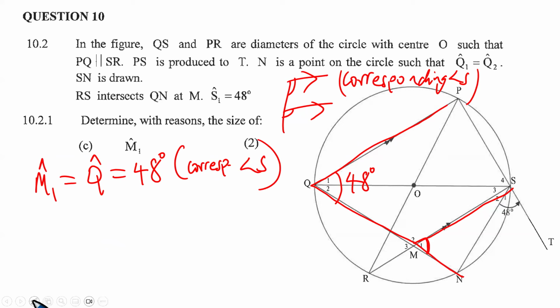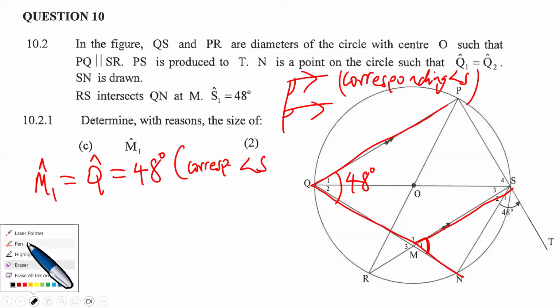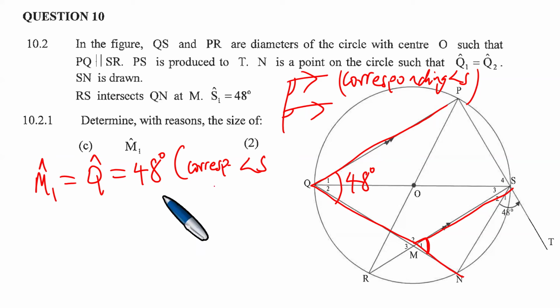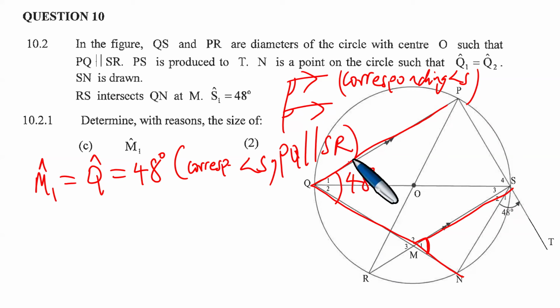Now each time you mention corresponding angles, students, learners, you need to always remember this: tell the examiner which lines are parallel. What lines are parallel here? The line PQ is parallel to the line SR.